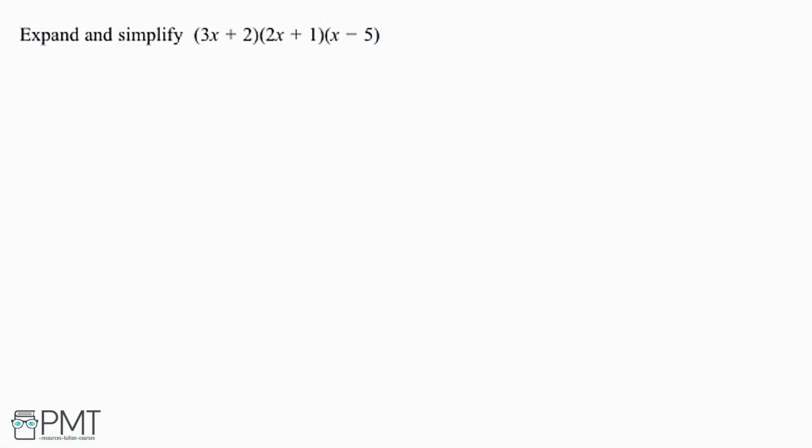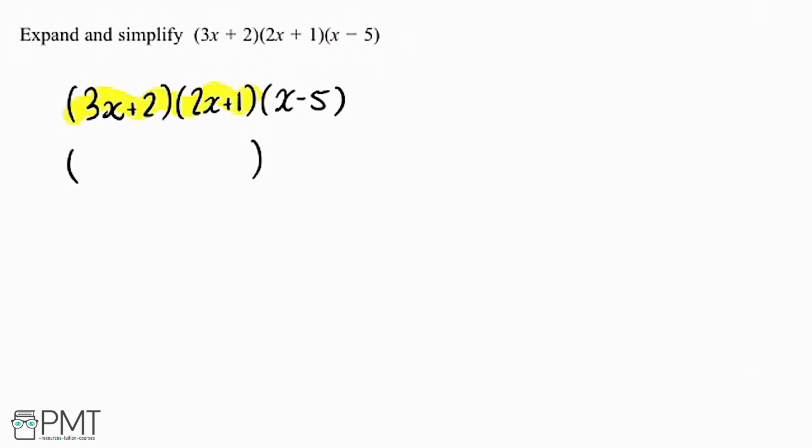So we need to expand and simplify this set of brackets here. Okay, so to do this, I'll start off by multiplying two brackets. So if I pick these two here, we can expand those first. To do that, you essentially have to multiply every term in one bracket with every term in the other bracket. So I'm going to start off with the first terms here.